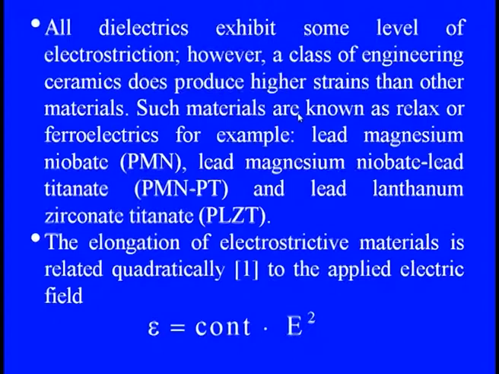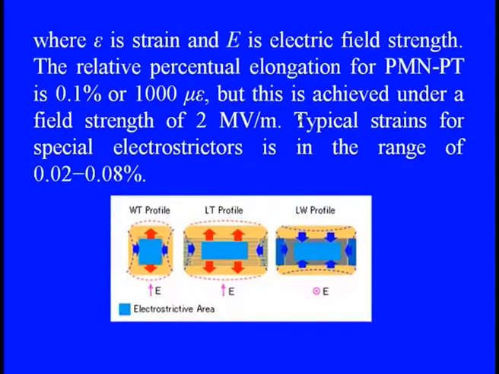The elongation under the application of an electric field in these electrostrictive materials can be explained by strain equals a constant times E squared. So the strain being produced shows a highly sensitive, nonlinear dependence on the electric field strength. When the relative percentage elongation changes in PMN-PT, PMN-PT is nothing but lead magnesium niobate with PT, meaning lead titanate.